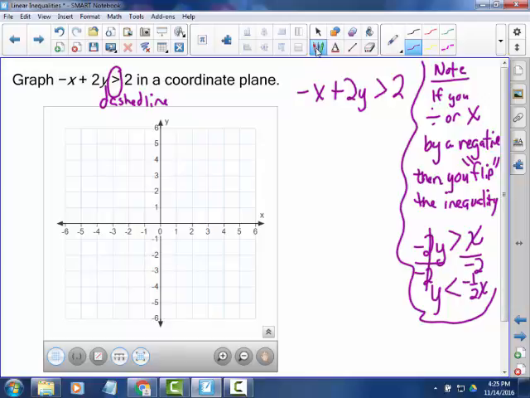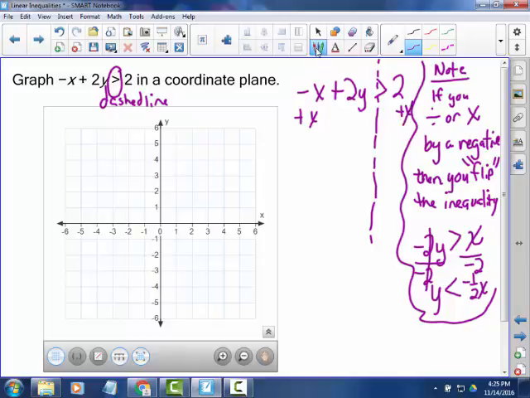Okay, so let's go ahead and solve this one. To get y by itself, we would add the x, and so again, just like when you have the equal sign, you're going to drop a line down the inequality symbol, and so we'll add x on this side.